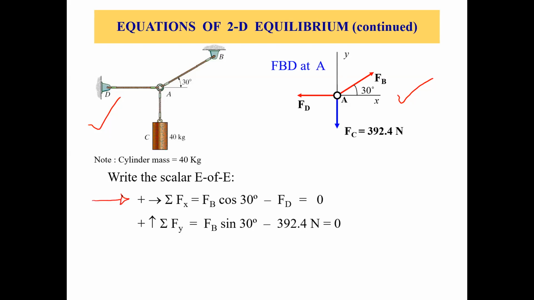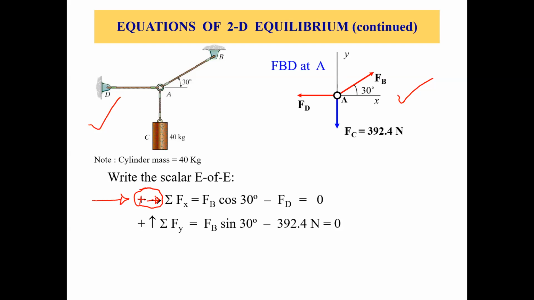Let's first focus on summation of forces in x direction equals 0. Now, once we want to apply this summation of forces in x direction equals 0, or sigma Fx equals 0, we need some sign convention, right? So we use this sign convention that rightward forces are positive. We can use any sign convention, but then we have to be consistent with that sign convention.